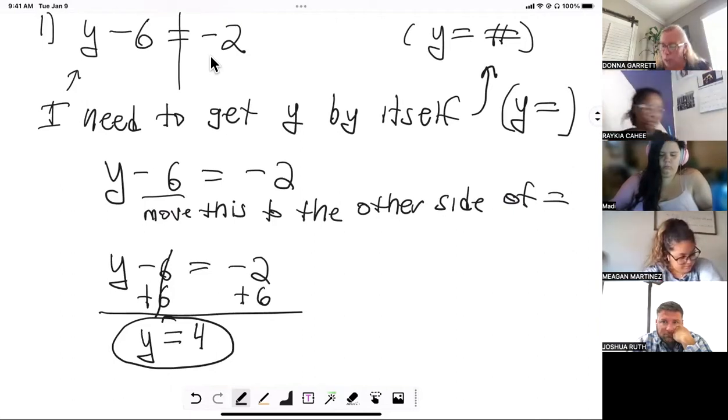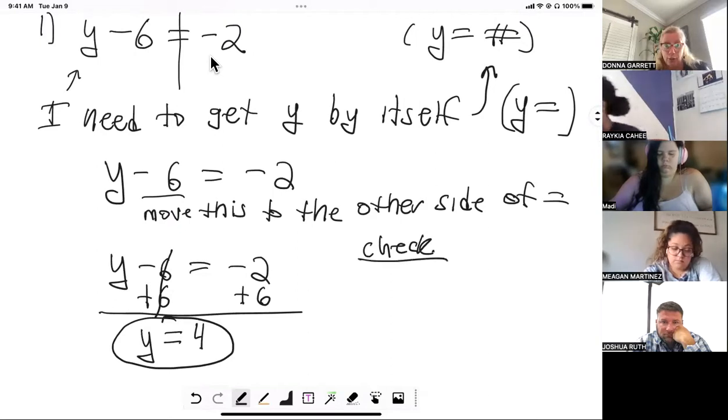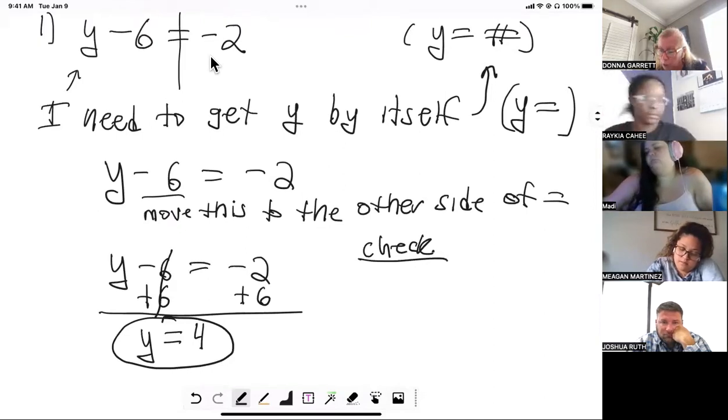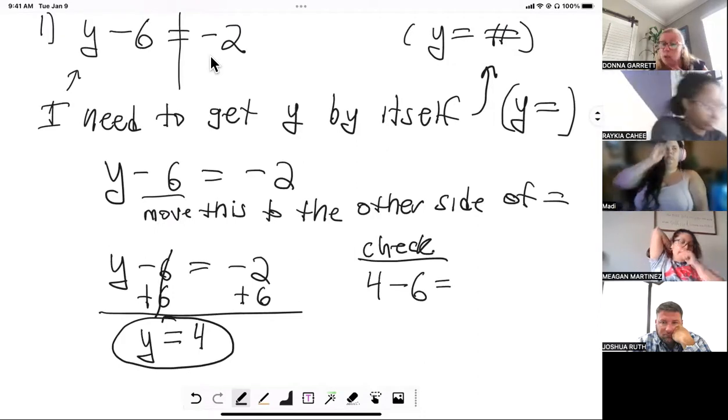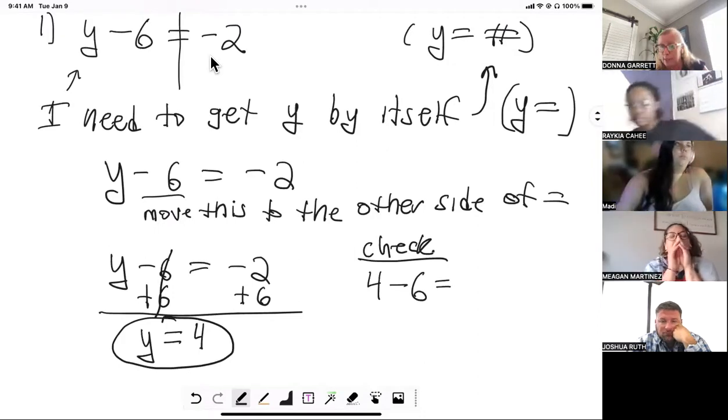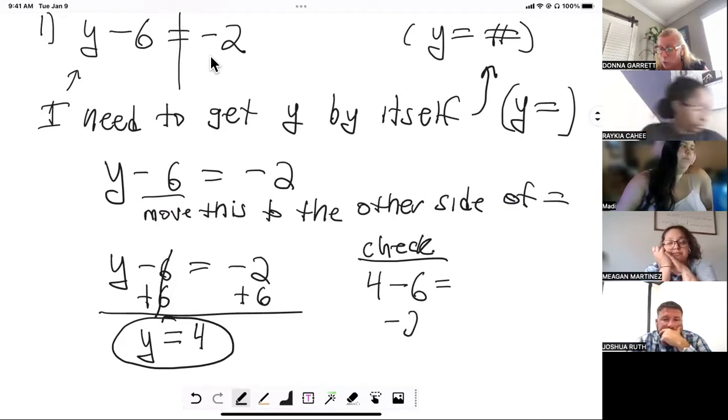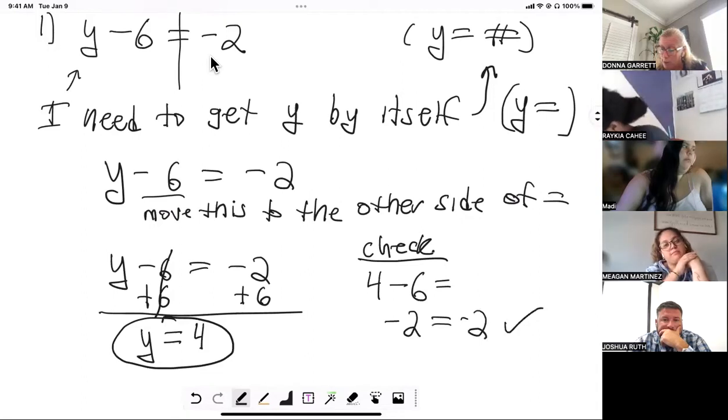Now, this is what's great about equations. I can check my answer, and I will know 100% if I have the right answer or not. How do I check my answer? Well, what we just did is our warm-up. I'm going to take 4, plug it in for y, and see if it equals -2. So if I simplify 4 minus 6, 6 minus 4 is 2, 6 is a negative, that is -2, and guess what? Perfect.